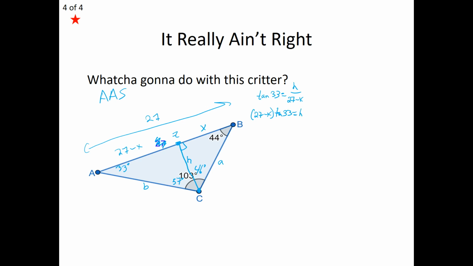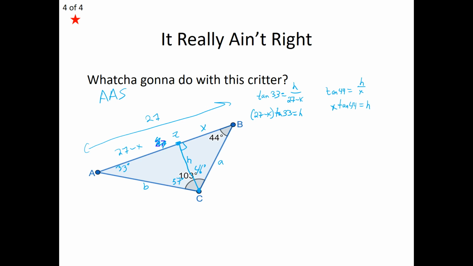But I have another relation to our side h. That's from the 44-degree angle. So watch what I do here. The tangent of the 44-degree angle is equal to the opposite over its adjacent side, which is x. What you should notice here is that there are two equations and two variables. We can solve for a missing variable. What I'm going to do is multiply both sides by x. So I get x times the tangent of 44 is equal to h.